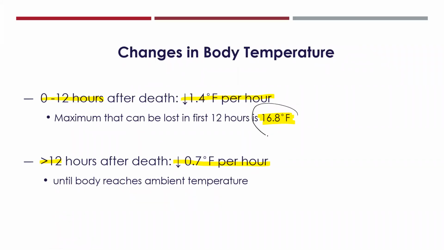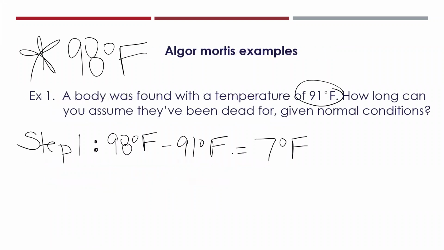Okay, you need to watch this. If your change in temperature is greater than 16.8, you have to consider both situations. But ours is not. We have 7. So this is someone who's been dead no more than 12 hours. Step 2, you have to use the ratio.